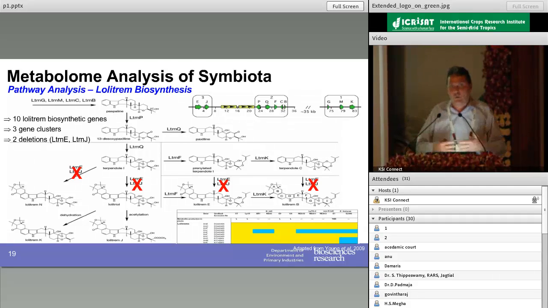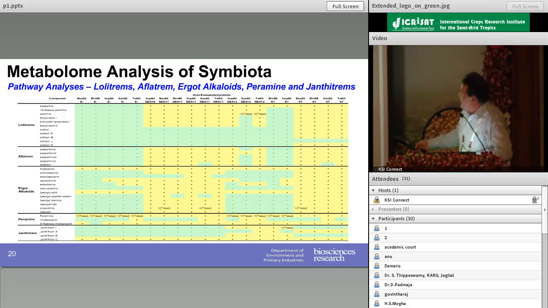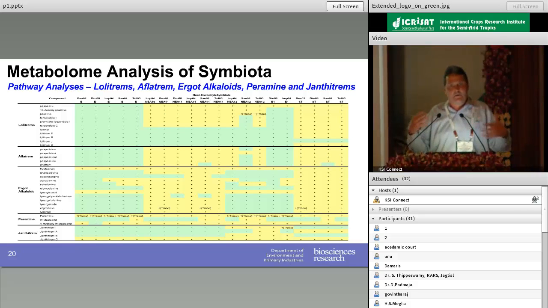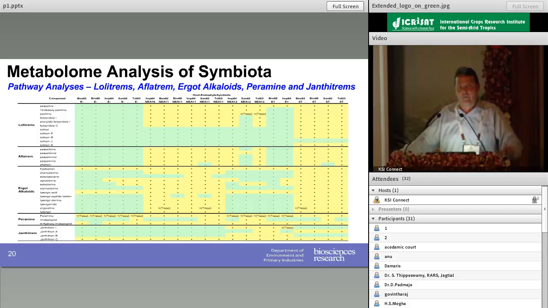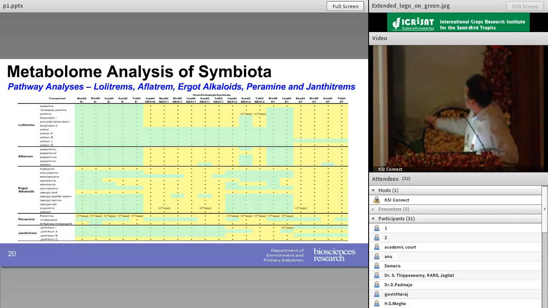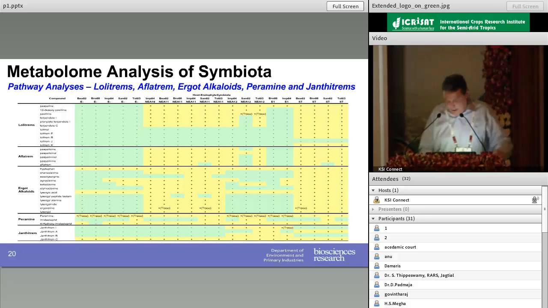So now we are looking at a very comprehensive metabolome analysis, a pathway analysis for every bioactivity, known in the case of both lolitrems, alpha-trims, and ergoalkaloids, pyramine and xanthitrims. And that picture that I showed you before from gene presence and absence, relating to qualitative and quantitative differences in the toxin profile of the final compounds, that same more complex image appears in the context of presence or absence of all the intermediate metabolites in the pathway for the biosynthesis of these major bioactivities.